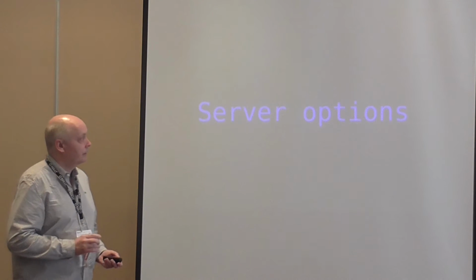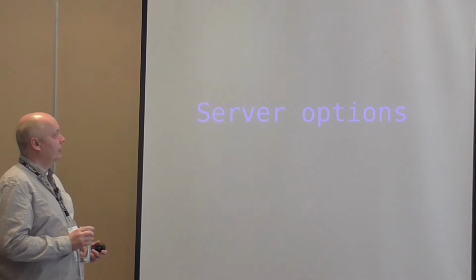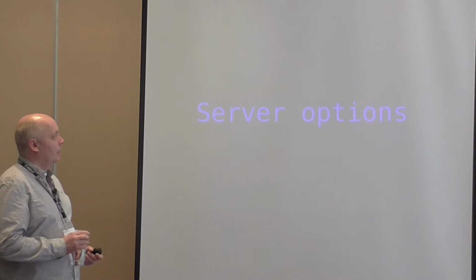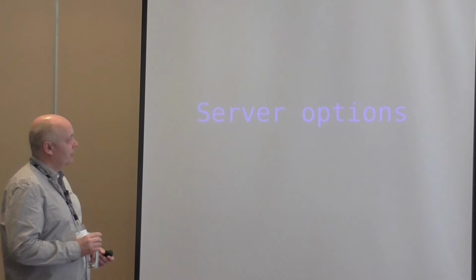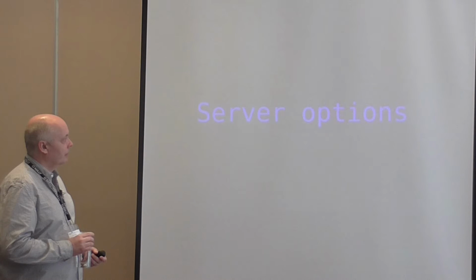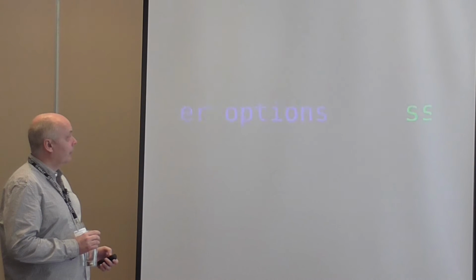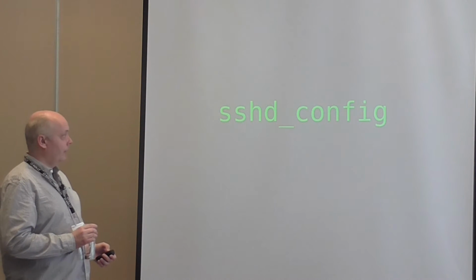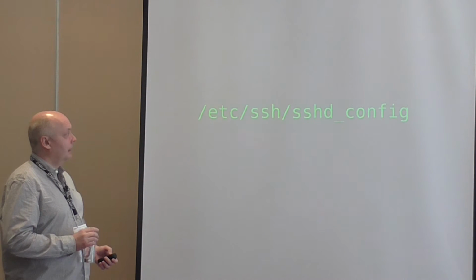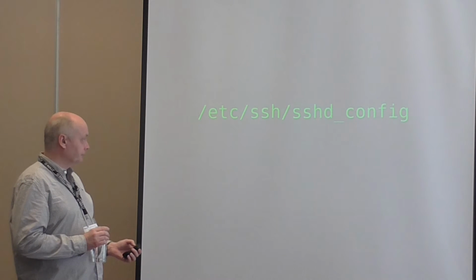Okay, so those are some things you can do to protect the authorized keys on the target machine. Now, there are some things you can change as administrator on the remote server. Let's have a look at these. This file is usually called ssh_config, and in most distributions it's in /etc/ssh.